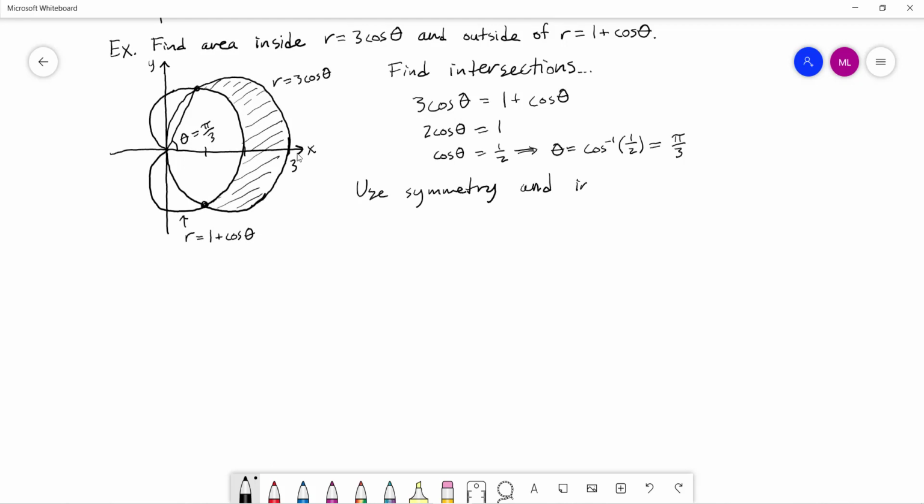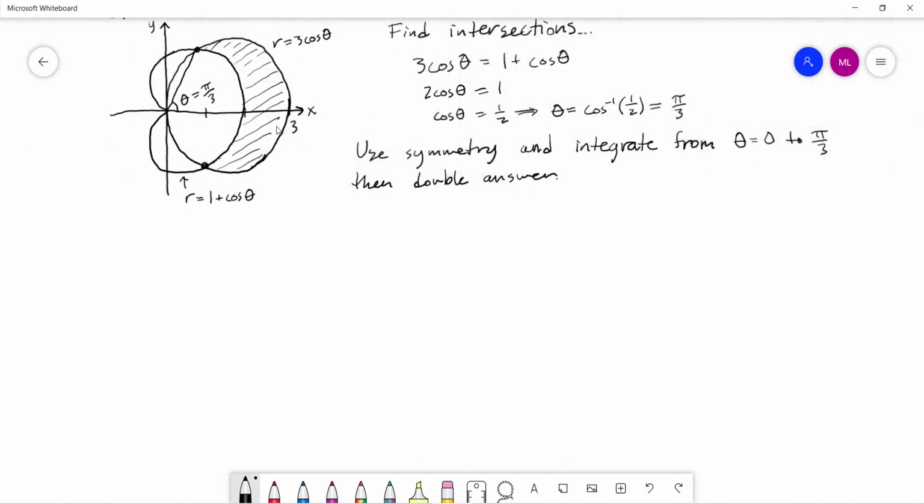And integrate from theta equals 0 to pi over 3. Then double the answer. But you could just as easily go from negative pi over 3 to pi over 3. And that would give you the entire area without having to double anything.